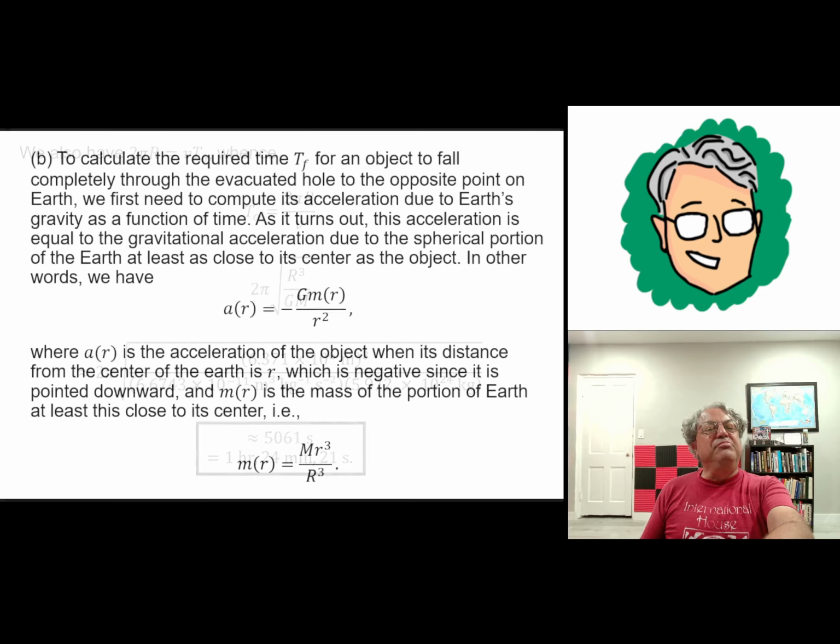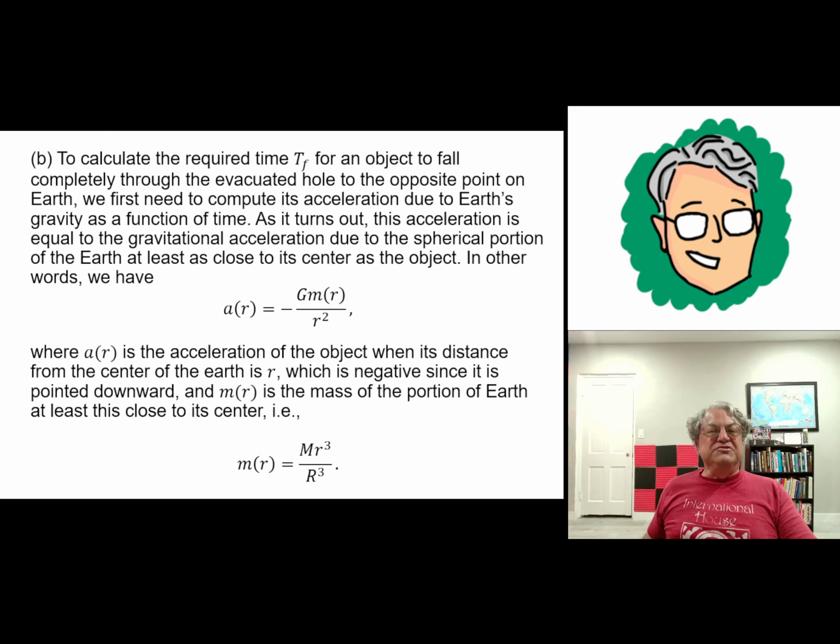But now, what about part B? Part B is trickier. So for part B, we want to calculate the time it takes for an object to fall all the way through the Earth. And we're making a couple assumptions. Actually, I didn't tell you what the other assumption is. I probably should have told you. We're assuming that the Earth has constant density, which it doesn't. But this problem's a lot easier if you make that assumption.